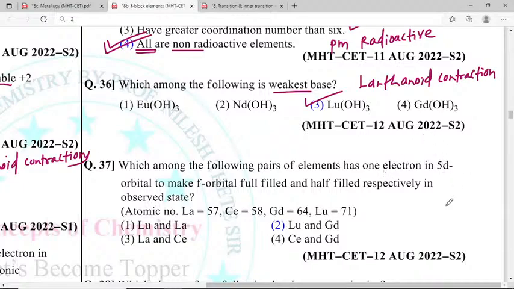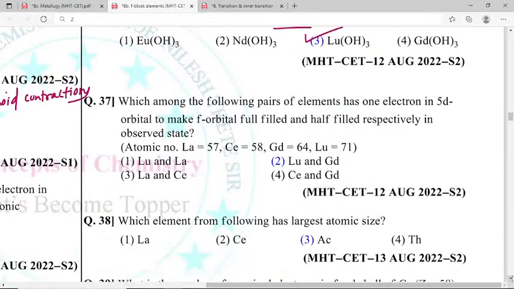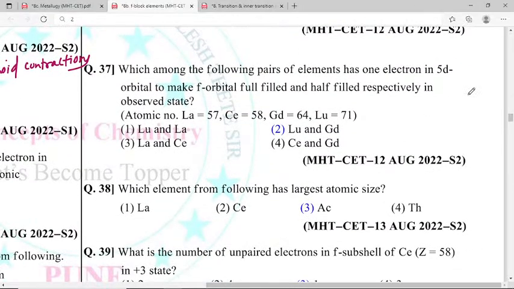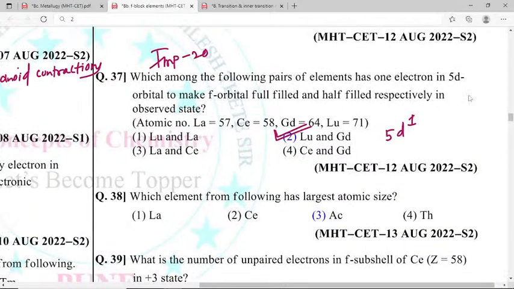Which among the following pair of elements has 1 d electron in the 5d orbital to make the f orbital fulfilled? Very good. This is lutetium. Lutetium has 5d1, fulfilled and half filled respectively. This is a very important question. Please note down. Important question for 2026.